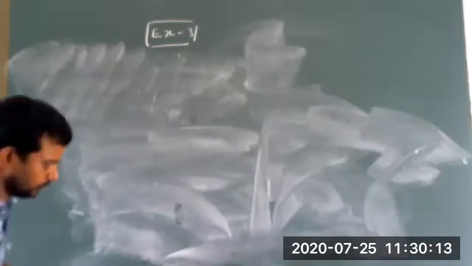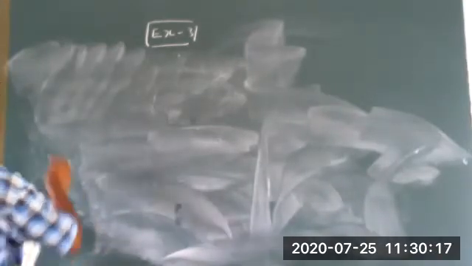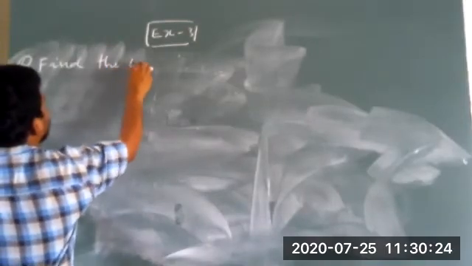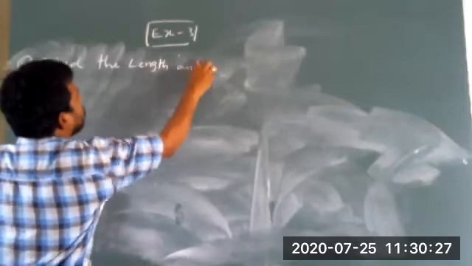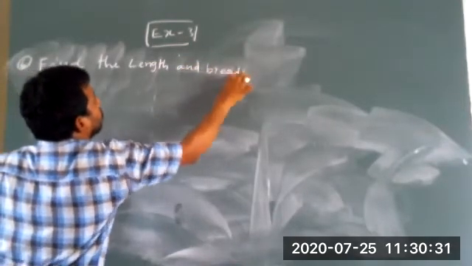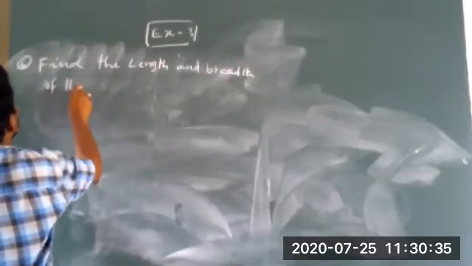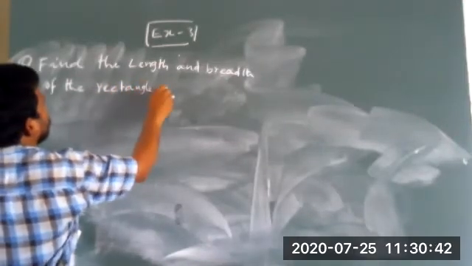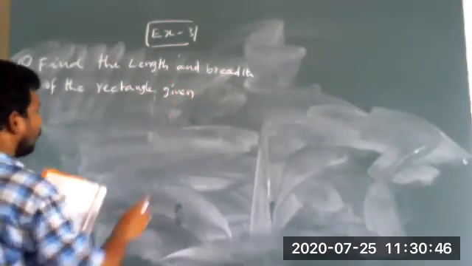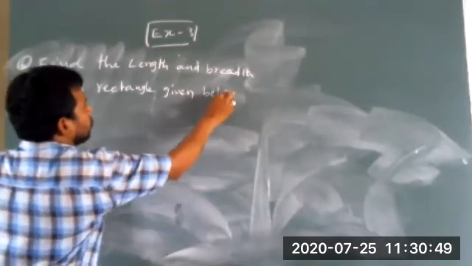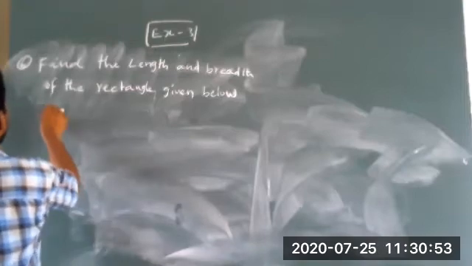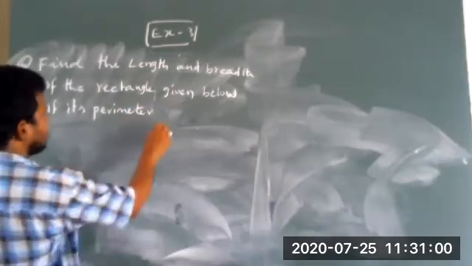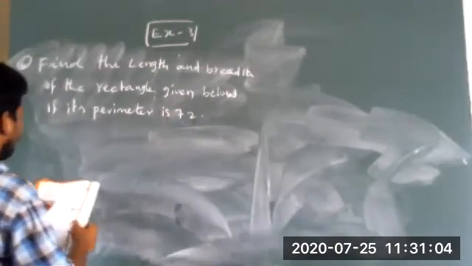Next one, the sixth problem. Find the length and breadth of the rectangle given below, if its perimeter is 72. Find the length and the breadth.